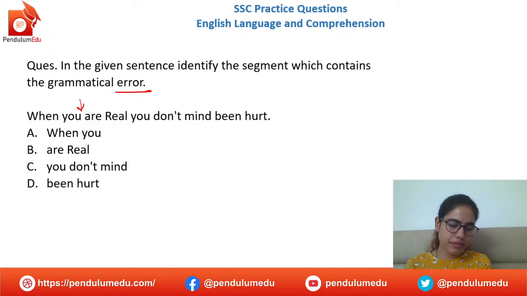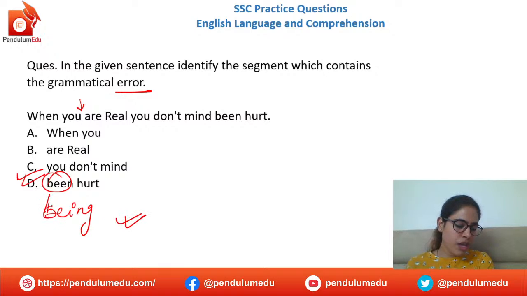D. Yes, that's right, Sanjeev. You don't mind being hurt. Yes, Saksham, that's right. Very good, Saksham, Sanjeev, Tarun, we've got the answer. Yes, that's right. It will be option D. Being will come in place of the wrong form. Let's move ahead. Next one.